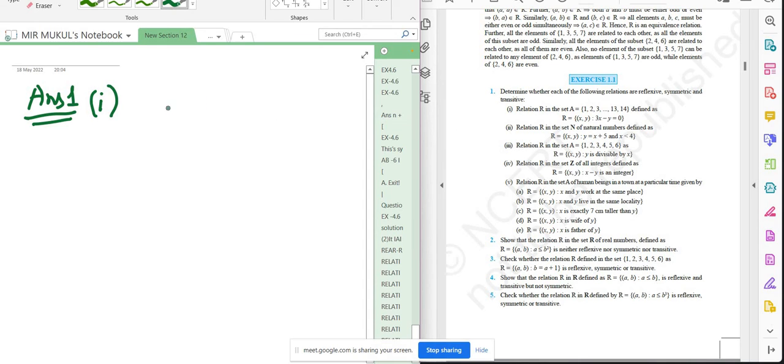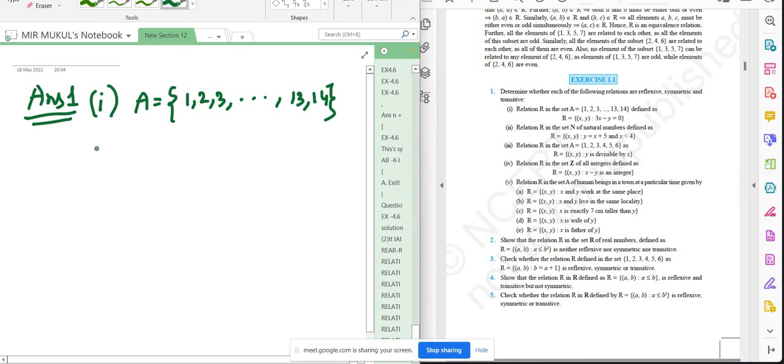Relations are defined in a set A equals to {1, 2, 3, ..., 13, 14}, and R equals to {(x, y) such that 3x minus y equals 0}. That means y equals 3x. So write it in roster form, then it will be easy.